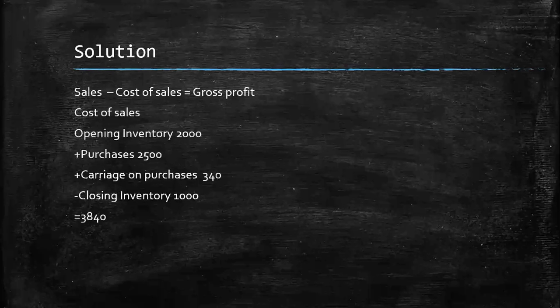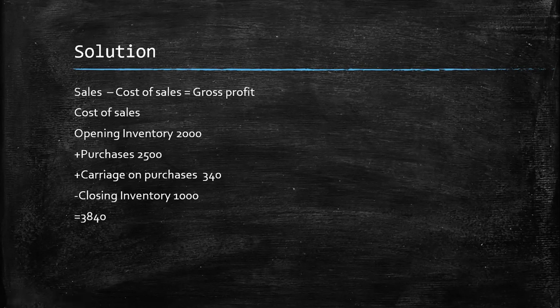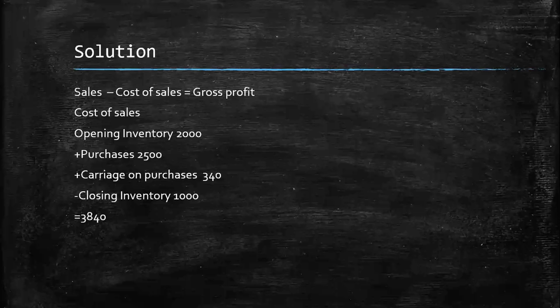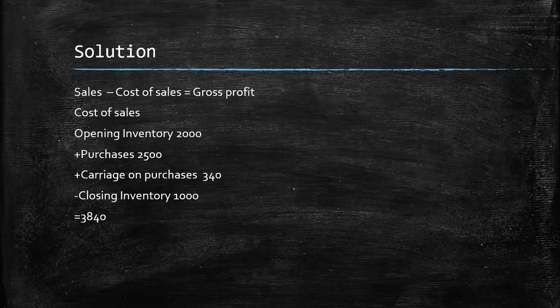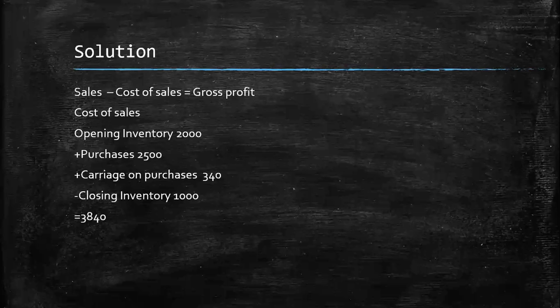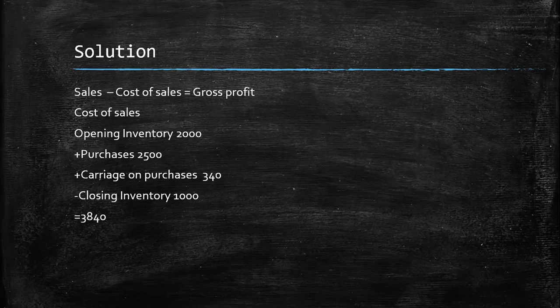Now, these are the calculations for cost of sales. We took the opening inventory of 2,000. We added the purchases. We added the carriage on purchases, and then minus the closing inventory. Now, the cost of sales amounts to 3,840. Now, confirm my calculations, please. Confirm if my calculations for cost of sales are correct. They're correct, sir. Yeah, they're correct. It's correct.